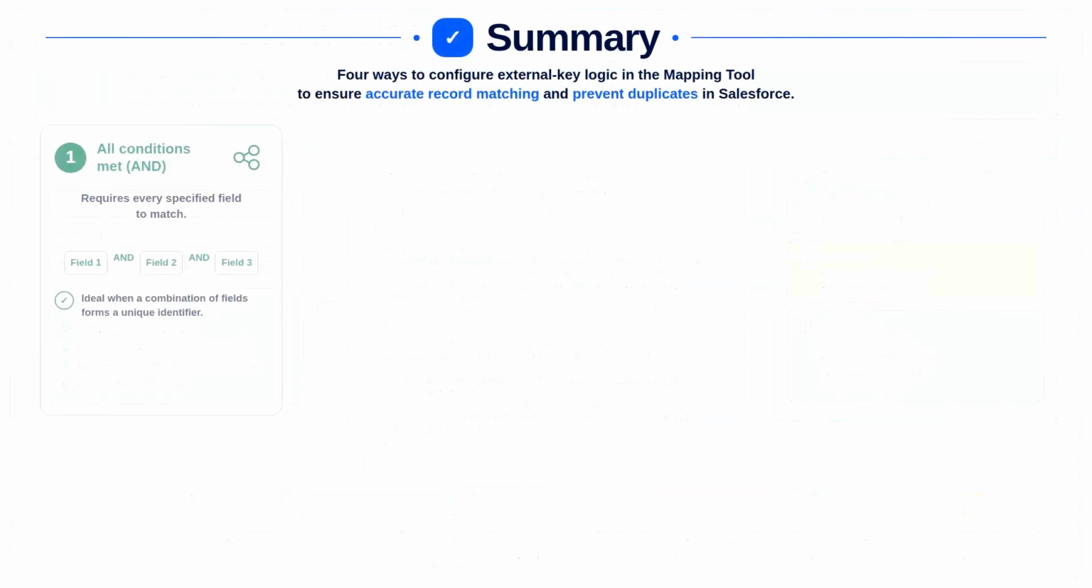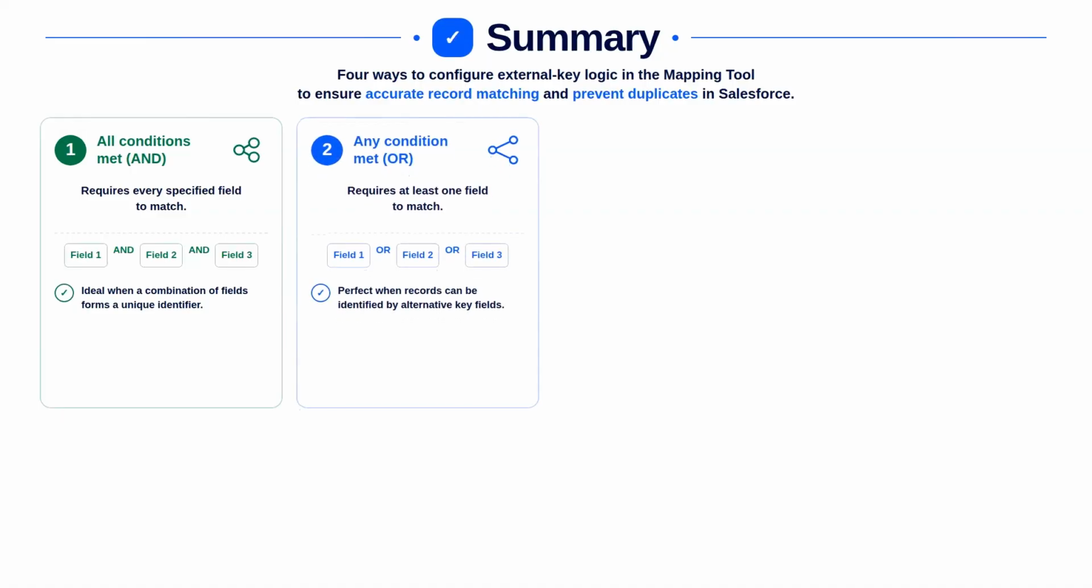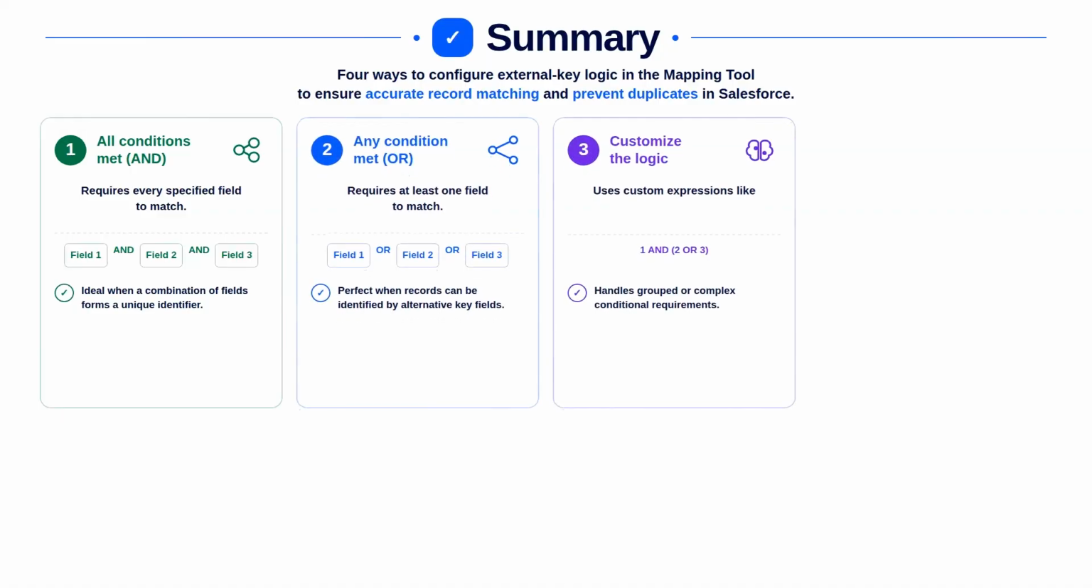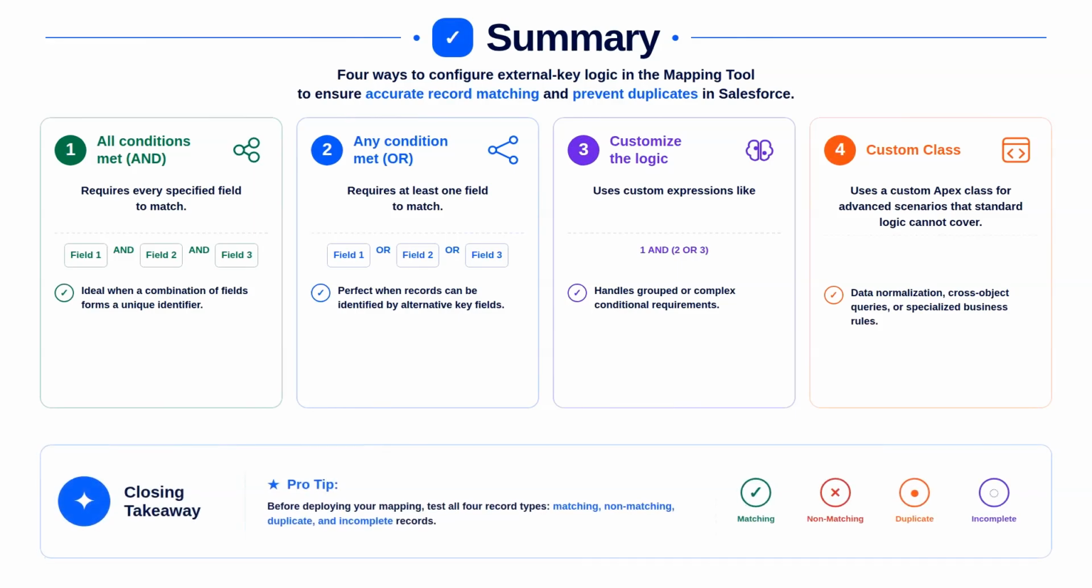To summarize, in this video we explored 4 ways to configure external key logic in the SKYVVA mapping tool. You can require all fields to match using and logic, allow any field to match using or logic, create grouped expressions with custom logic, or use a custom Apex class for advanced business requirements. These options provide flexible and accurate record matching while helping prevent duplicate records in Salesforce.